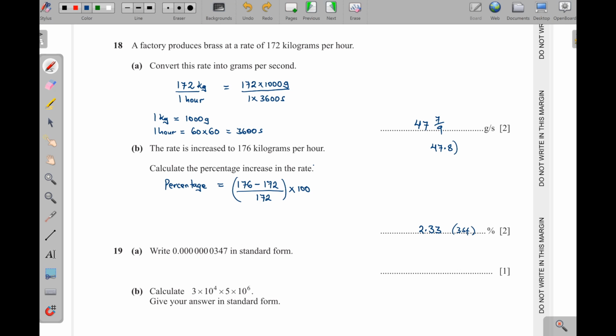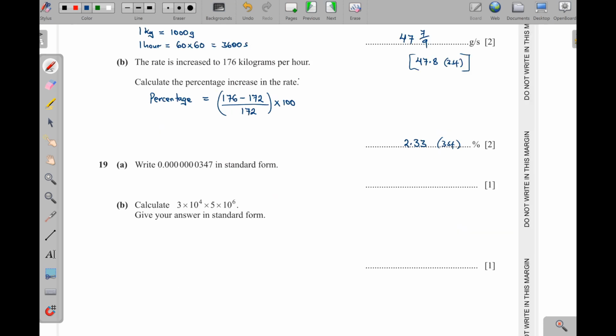That is that. 2, 3 significant what? Figures. Okay. Question 19, part A. Write this number in standard form. So we shift the decimal point up to here.